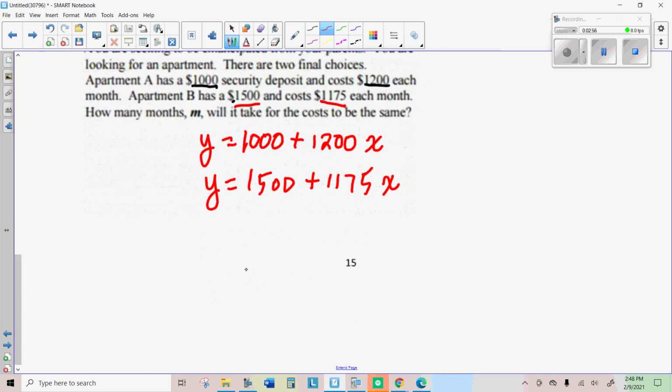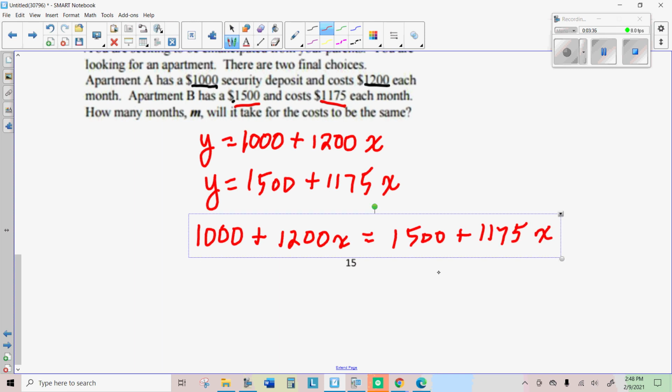Now, what I want to know is how many months it'll take to break even here. Because then I can decide if I'm going to stay less than that number of months, I want to go with the cheaper security deposit. And if I'm going to go more than that number of months, then I want to go with the cheaper monthly rent. So I'm going to make this equation to figure out when these costs are the same. I'm going to do 1,000 plus 1,200x and just set that equal to 1,500 plus 1,175x.